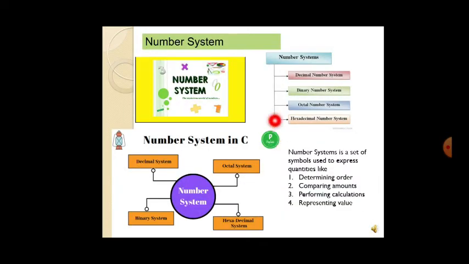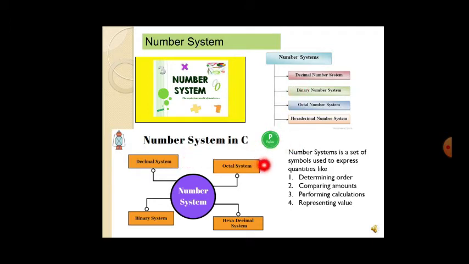Next we come across the number system. So number system, I think you have learnt in the maths already, mathematics. So number system is nothing but decimal number system, binary number system, octal number system, and hexadecimal number system. So we know the computer understands only the binary language, that is the zeros and ones. So whatever you give, it will be converted to zeros and ones.